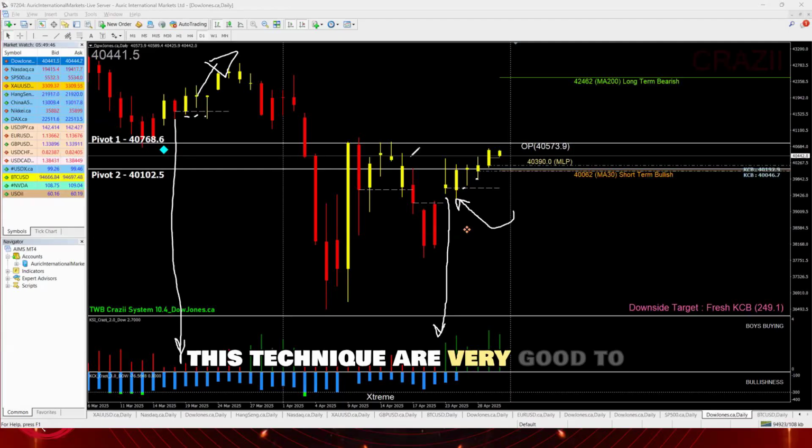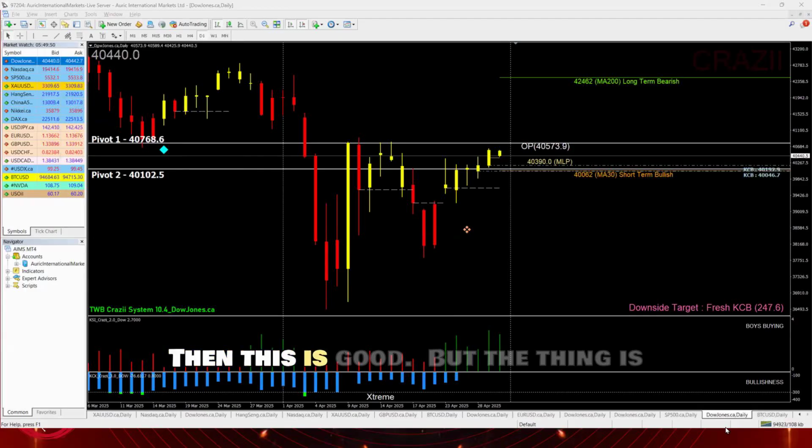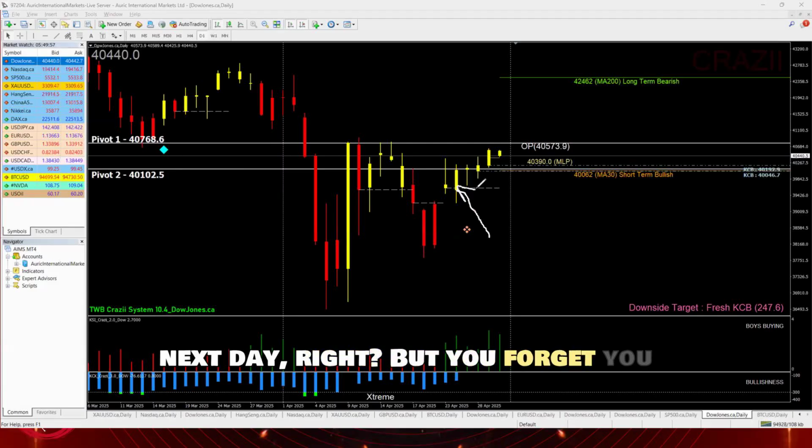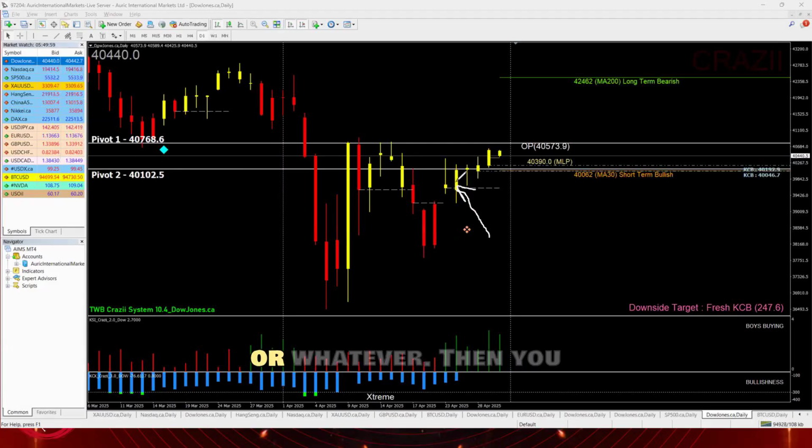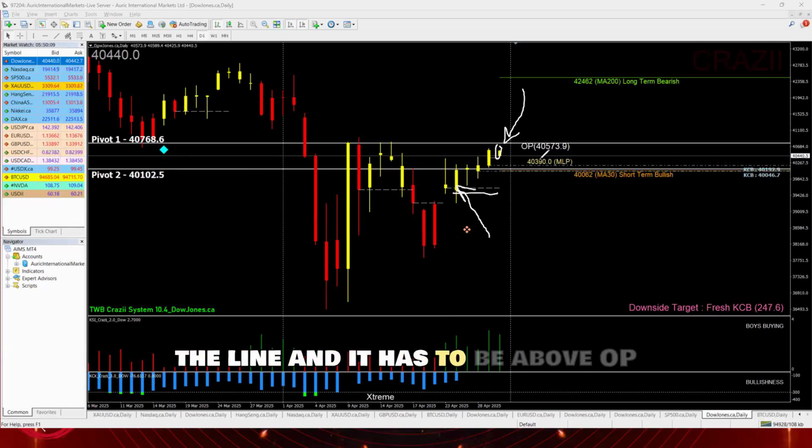So this technique is very good to use for day chart traders, and if you have no time to trade in the market, then this is good. But the thing is this, you must trade near the line. Example now Dow Jones, by right you should trade early the next day, right? But you forget, you didn't trade, or you were skeptical or whatever. Then you today tell me because of the KCL you buy today, then I will strangle you. That's not how it is. You have to buy near to the line, and it has to be above OP, of course. Okay, all right, all clear?